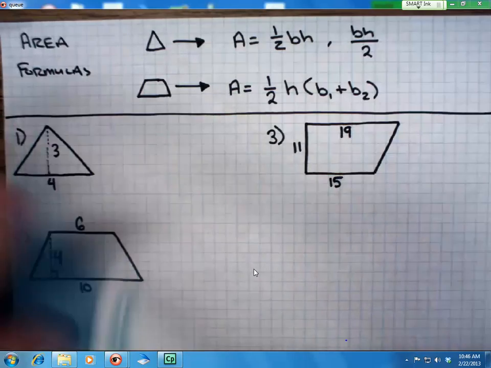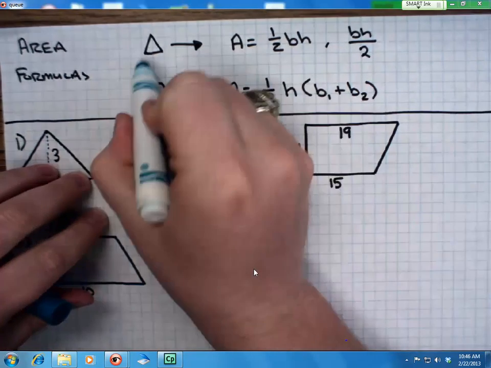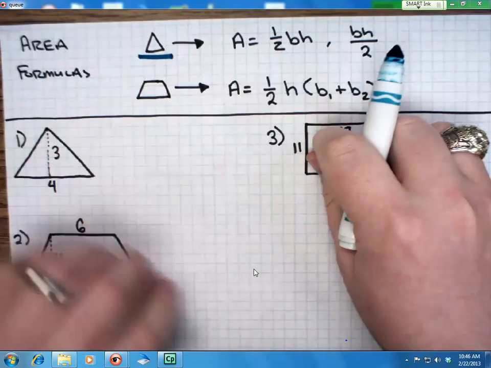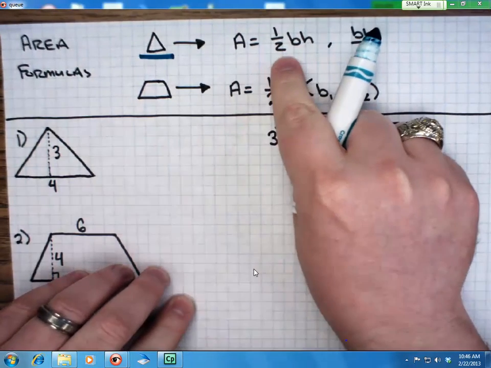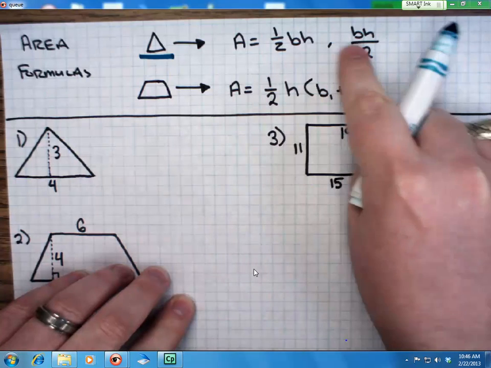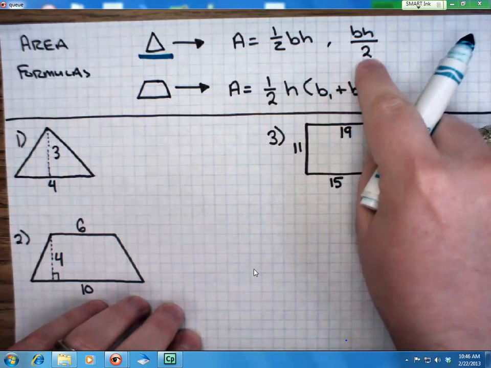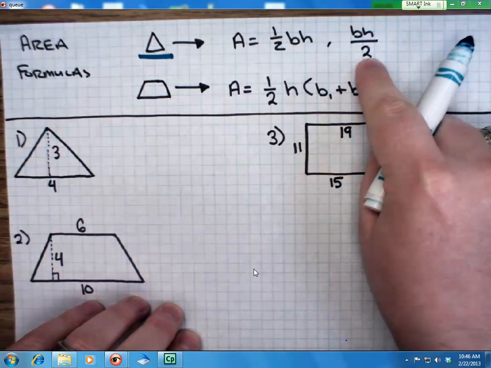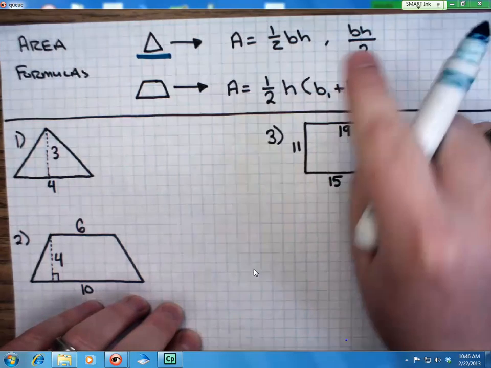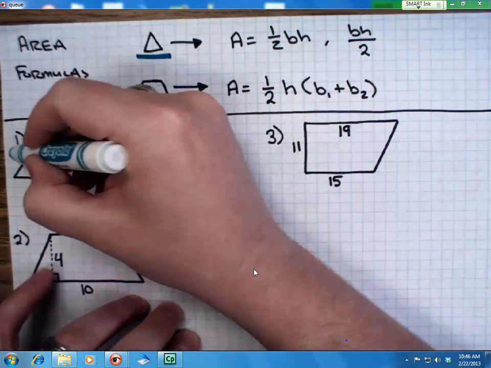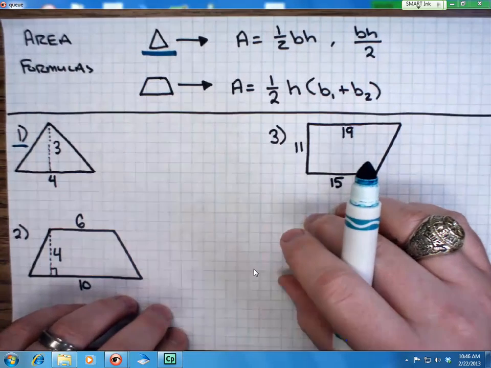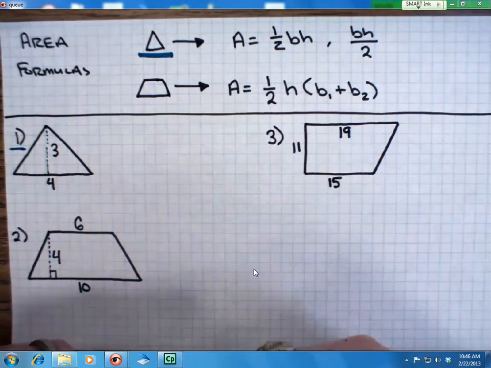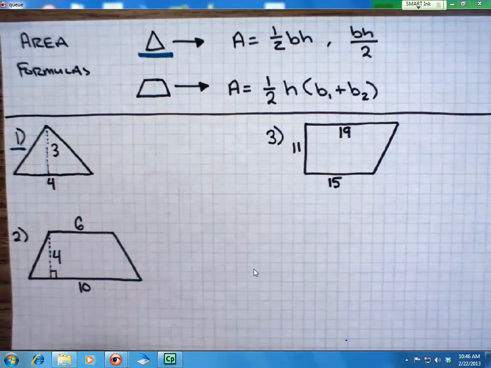Now, for a triangle, our formula is going to be area equals 1/2 times base times the height, or base times height divided by 2. Usually base times height divided by 2 is a little bit easier to do, or it seems to be a more popular formula, I guess, for most of you guys. And we're going to use that one, obviously, on number 1 because it's a triangle. Okay? So let's go ahead and take a look at that and work through it.